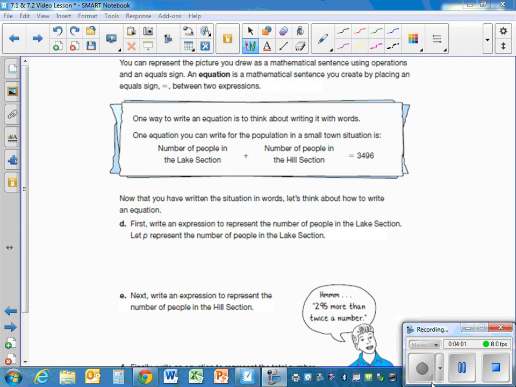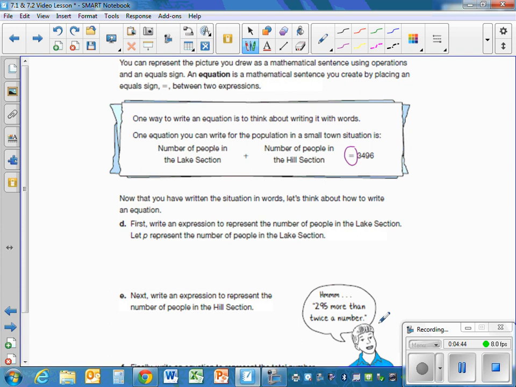The next page says you can represent the picture you drew as a mathematical sentence using operations and an equal sign. An equation is a mathematical sentence you create by placing an equal sign between 2 expressions. We know what equations are. We deal with equations all the time. And here they're saying that this is an example of an equation because it has an equal sign. One way to write an equation is to think about writing it with words. One equation you can write for the population in a small town situation is the number of people in the lake section plus the number of people in the hill section equals the 3,496 total people.